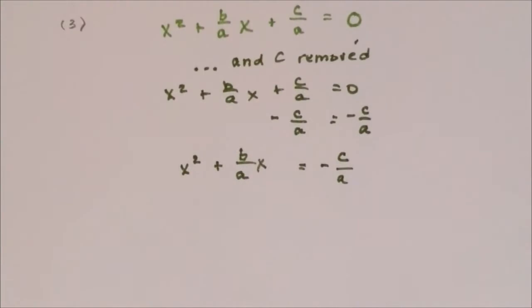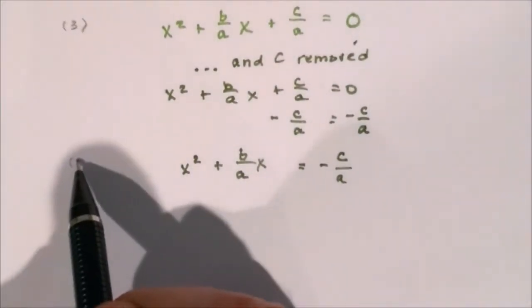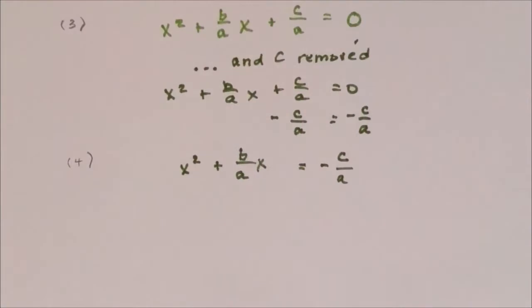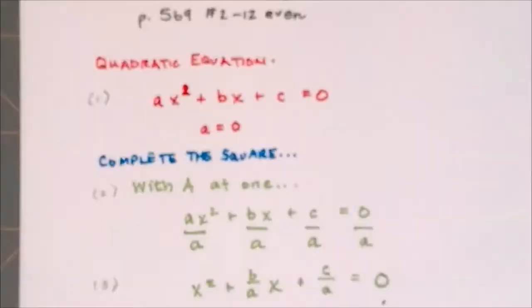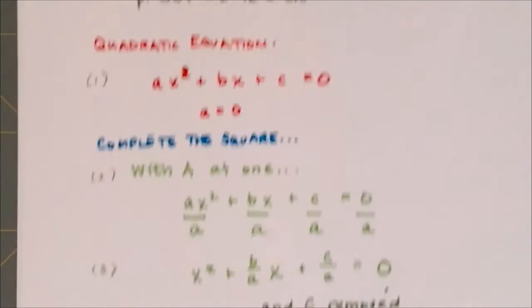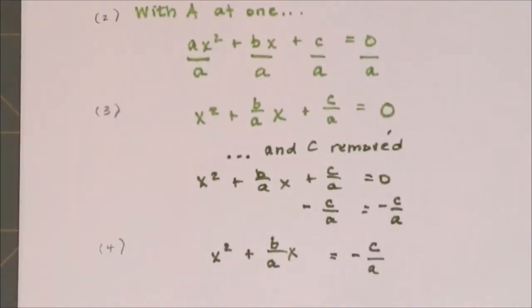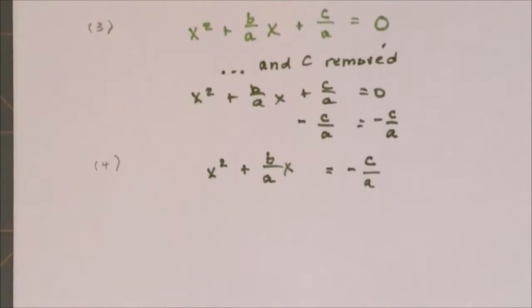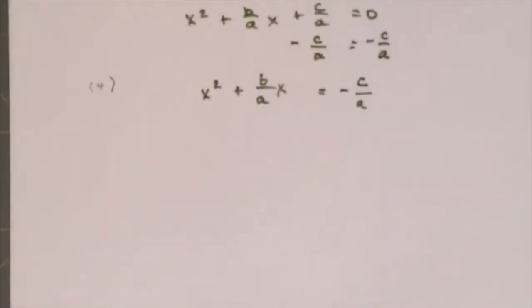Let me scroll up, by which I mean push the piece of paper up a little bit. This is step 4: x squared plus b over a x equals negative c over a. It's funny, because it's still the quadratic equation. I just monkeyed around with it. What did I do? I divided everything by a, then I subtracted c over a from both sides, and that got me to here.